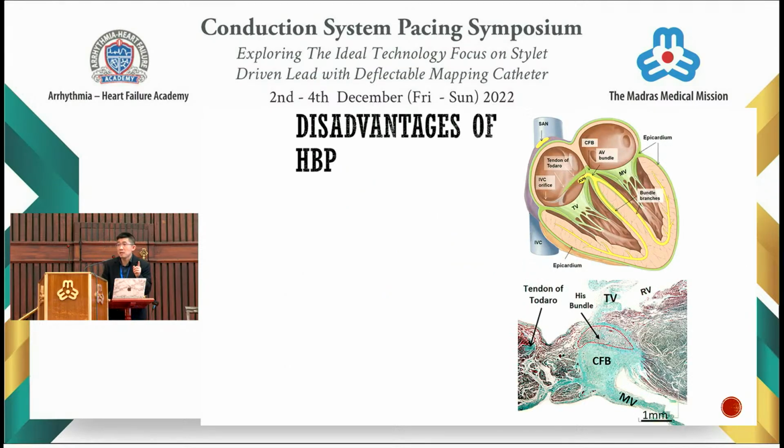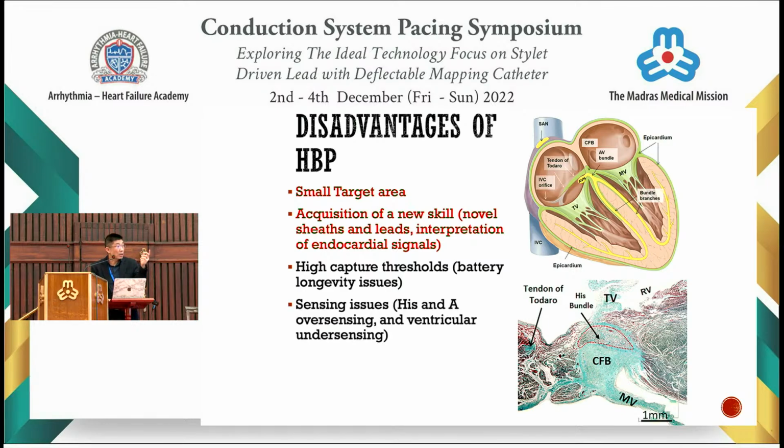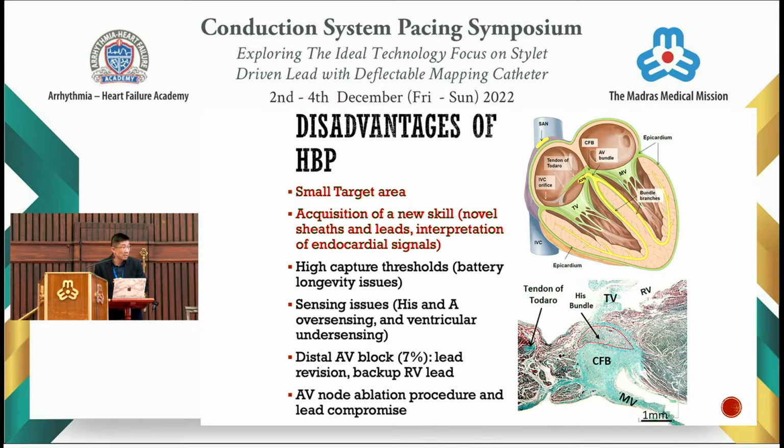But His bundle pace comes at a price. We all know that already. The area is small, and you can see, even with Dr. Ulhas, we have to move the catheter around. The target is not easy to get to. Thresholds are high, there are sensing issues, and distal AV block; potentially you may need a backup RV lead. And if you need to ablate the AV node, for example, you would be a bit worried about that.